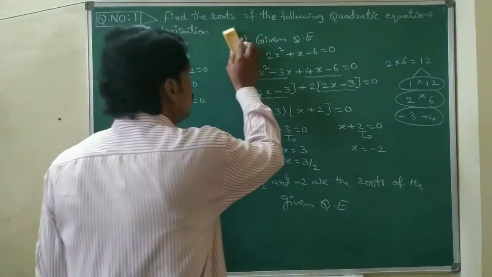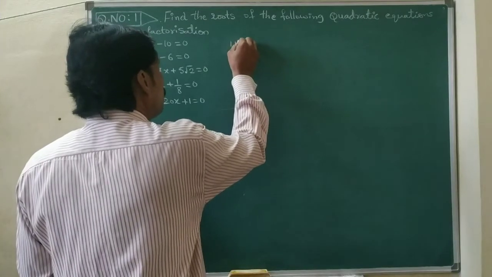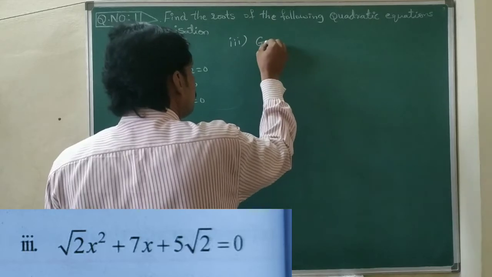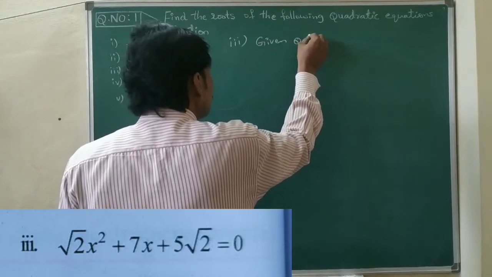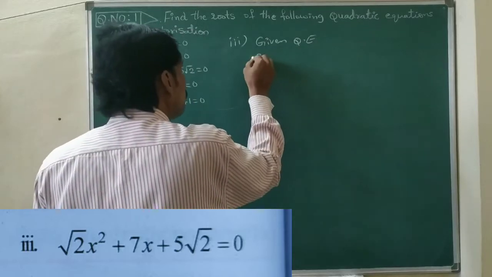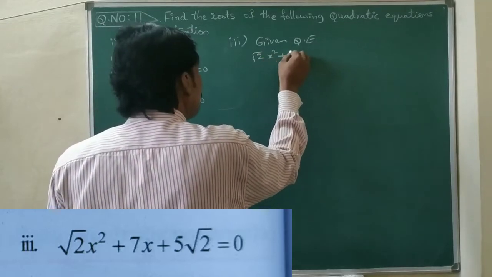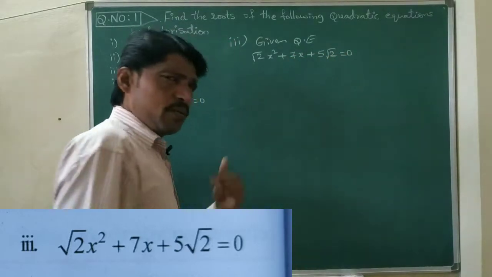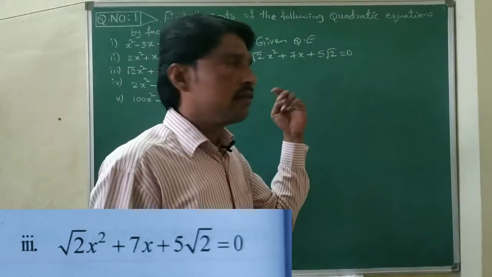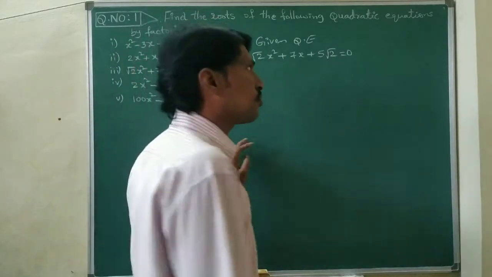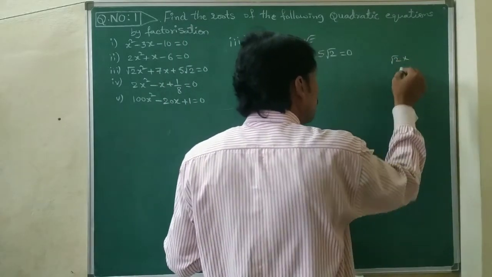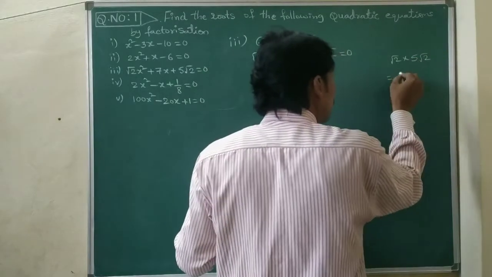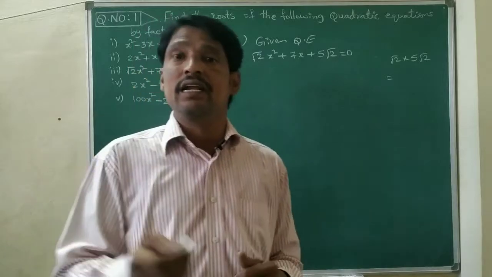one, it is somewhat different. Given quadratic equation is root 2 x square plus 7x plus 5 root 2 equal to 0. Same as this way we need to do the process. So first we take the coefficient of x square, that is root 2, into the constant term, that is 5 root 2. So here it is a combination of rational and irrational.